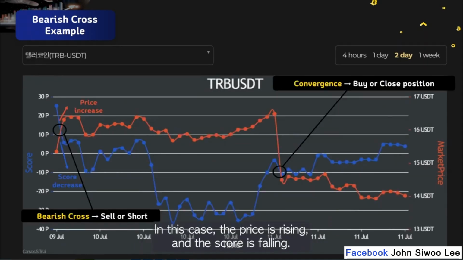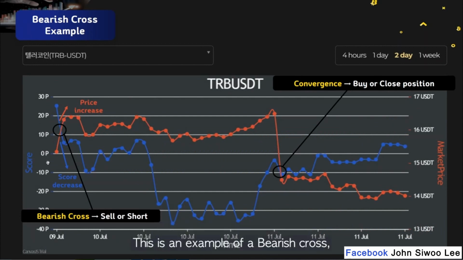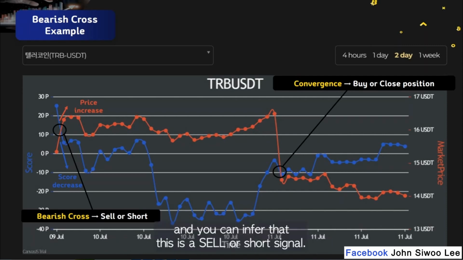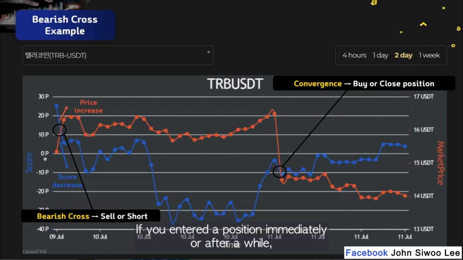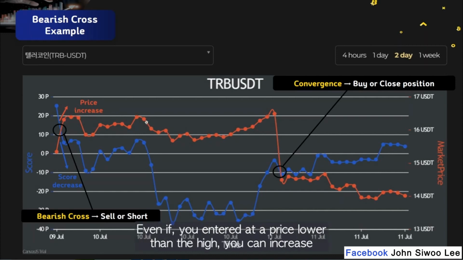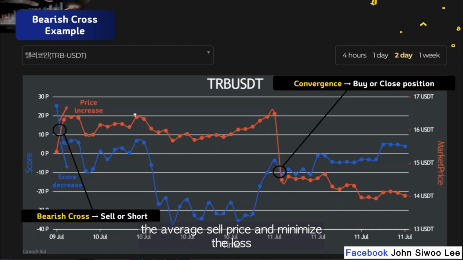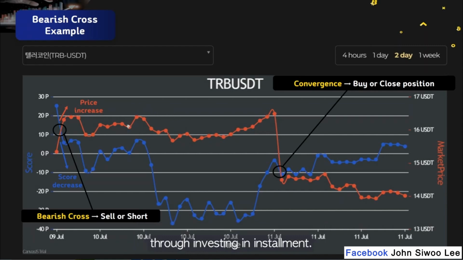In this case, the price is rising and the score is falling. This is an example of a bearish cross, and you can infer that this is a sell or short signal. If you enter the position immediately or after a while, you can enter at a price pretty close to the high. Even if you entered at a price lower than the high, you can increase the average sell price and minimize the loss through investing in instruments.